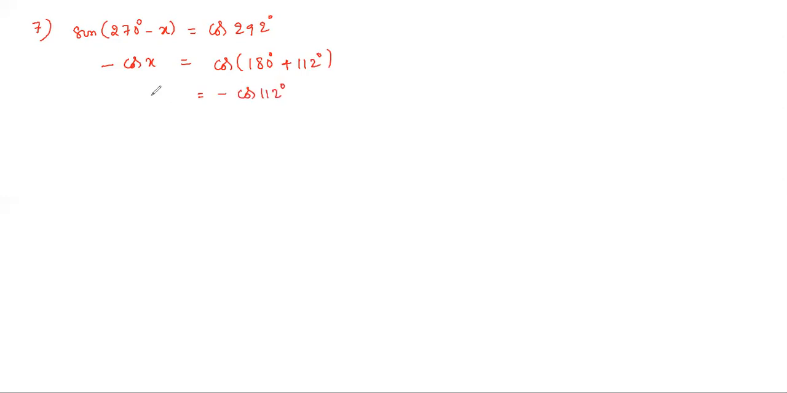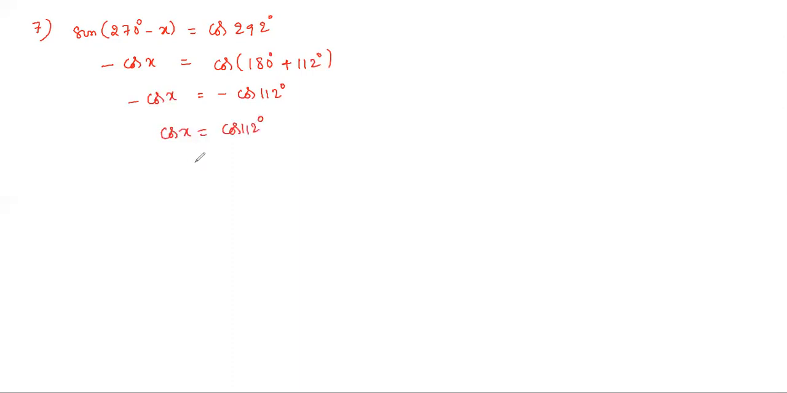Next, given equation sin 270 minus x equals cos 292. So sin 270 minus x, we know, is minus cos x. To get here also, we write cos 292 as cos minus 180 plus 112, so you will get minus, since the third quadrant is negative. So minus cos 112; minus and minus will cancel. So cos x equals cos 112 degrees.